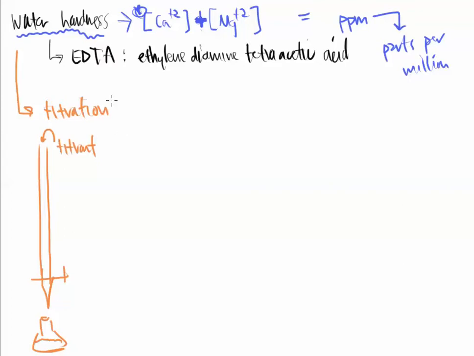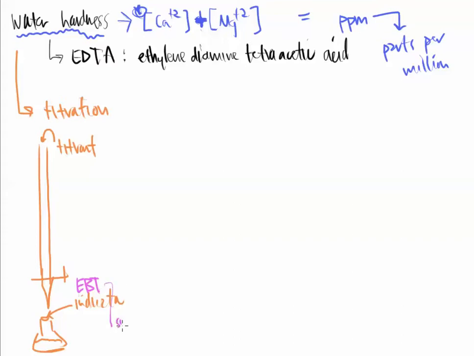Like with any titration, we have a titrant and we have a sample, and we also need some type of indicator as well. Let's talk about the indicator first. This is called Eriochrome Black T, and we abbreviate that as EBT. No, not the food stamp card. EBT, Eriochrome Black T. And this crystal is a very dark crystal.